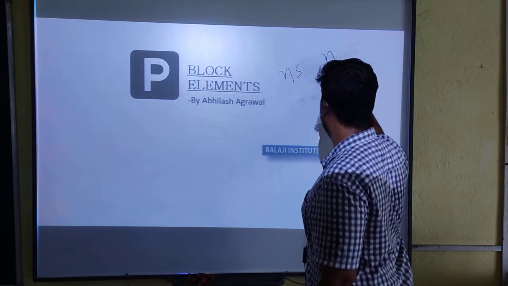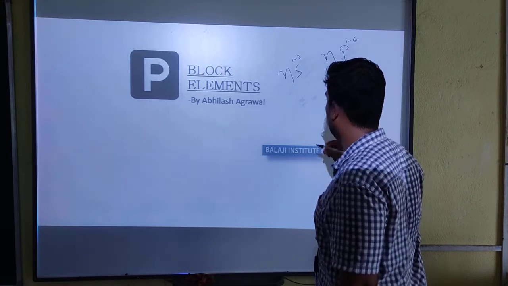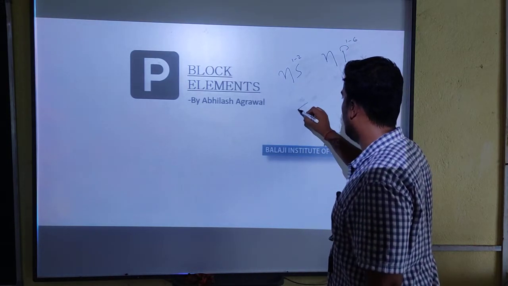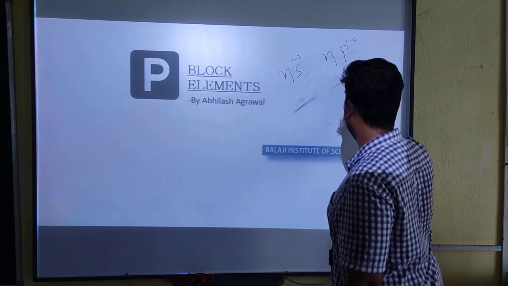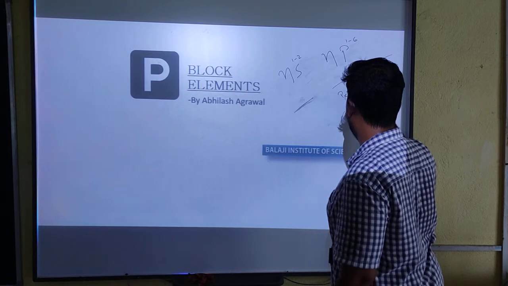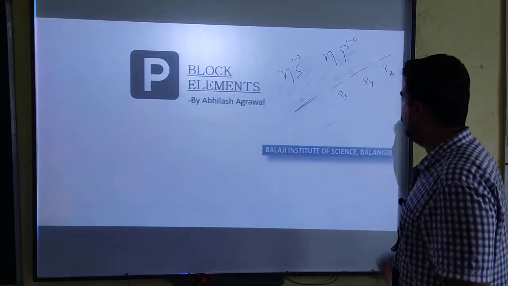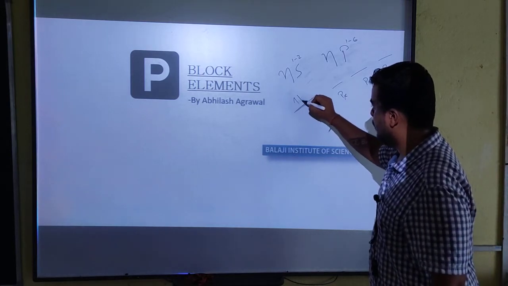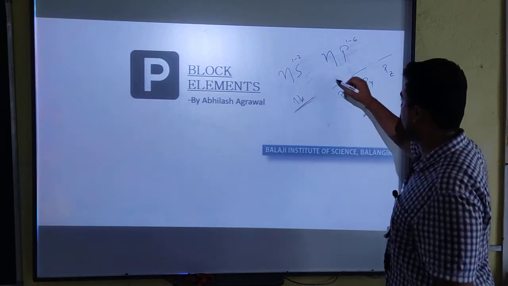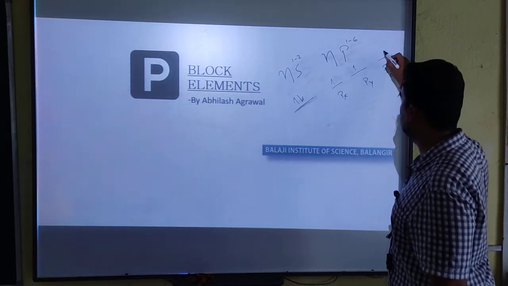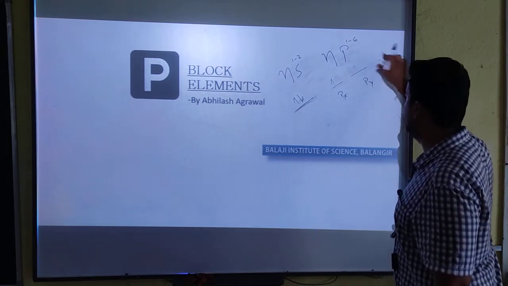ns2 np1 to 6. This is 1 to 2, this is 1 to 6. You know in S there is only one orbital. In P there are 3: Px, Py and Pz. When the S orbital is full, there are 2 electrons. So when the last electron goes to the p subshell or p orbitals, these are called p block elements.